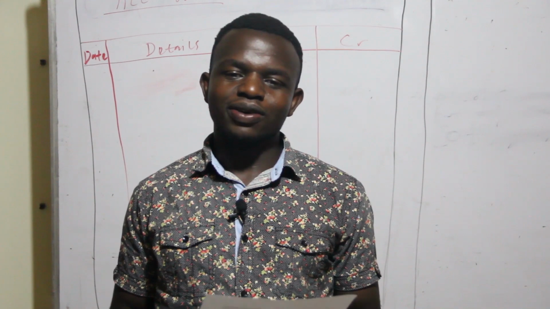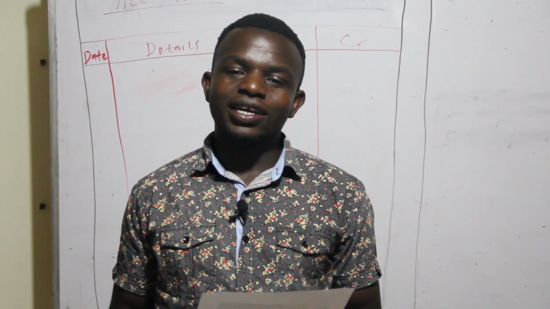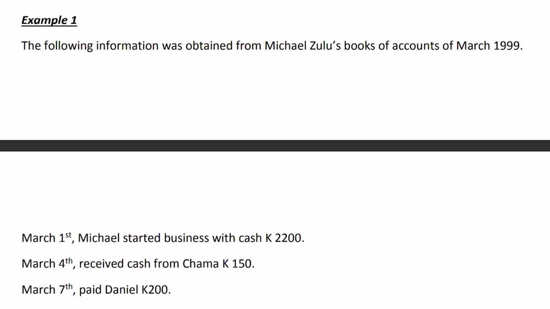So we have this example that we are going to use, and you can see it on the screen. The example reads: the following information was obtained from Michael Zulu's books of accounts of March 1999. The first transaction occurred on the 1st of March: Michael started business with cash amounting to 2,200. Then on the 4th of March, received cash from Chama amounting to 150 kwacha. Then on the 7th of March, paid Daniel 200 kwacha.